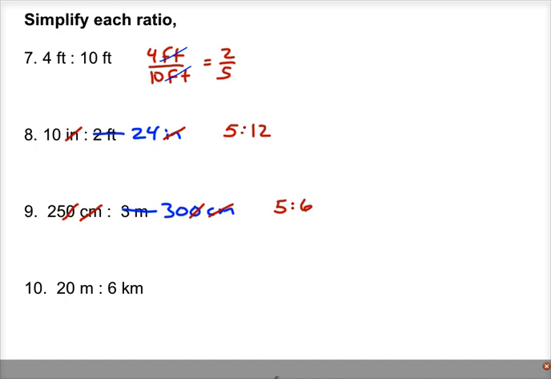Number 10, 20 meters and 6 kilometers. Well, I know kilo means 1,000, so 6 kilometers is really the same as 6,000 meters. Going through and doing my reducing, I know that the meters will cancel. I know a 0 for each one will cancel. So reducing between 2 and 600, they're both divisible by 2, so I get 1 to 300.